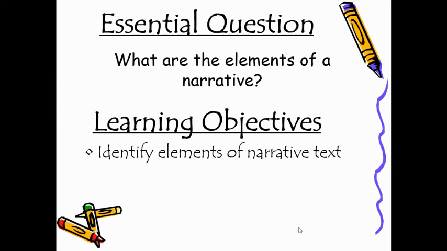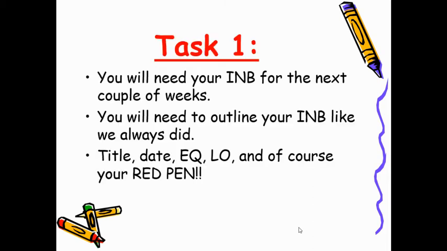Once you're finished, you have now got your essential question and your learning objective. I would recommend that you write these down into your interactive notebook as we will be using the interactive notebook throughout this unit. And I will be asking you to send me images of your interactive notebook so that I can grade your work. Our essential question is, what are the elements of a narrative? And our learning objective is to identify the elements of narrative text. As I've already said, a narrative is just another word for a story.